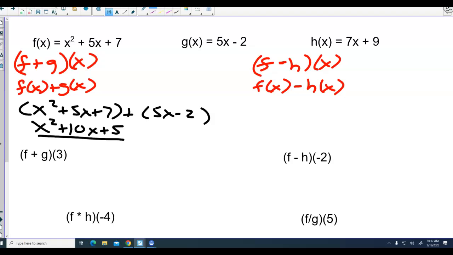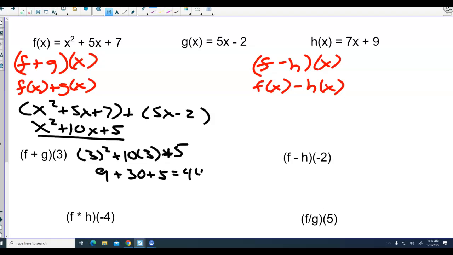Now see where there's a 3 right here? Now we can plug that in for x and get an answer. 3 squared plus 10 times 3 plus 5. So f plus g of 3 is going to be 9 plus 30 plus 5, which is 44. And that's your answer.